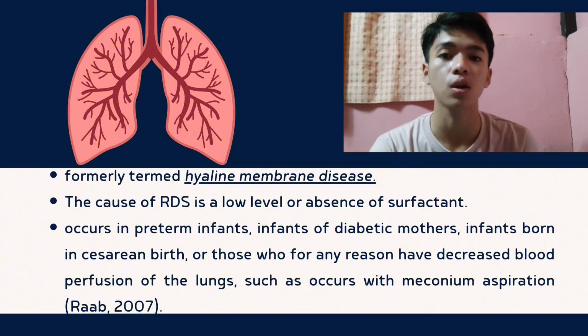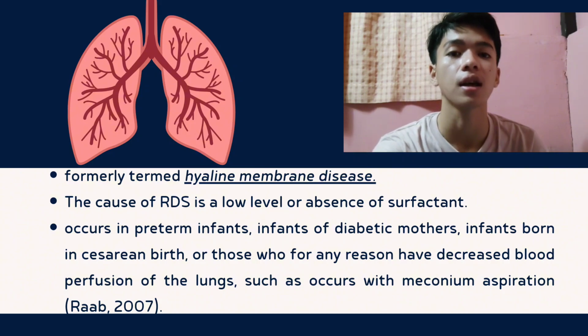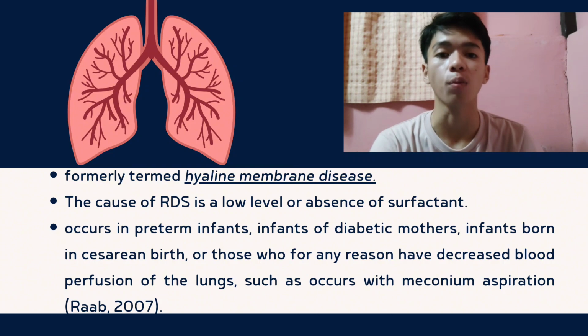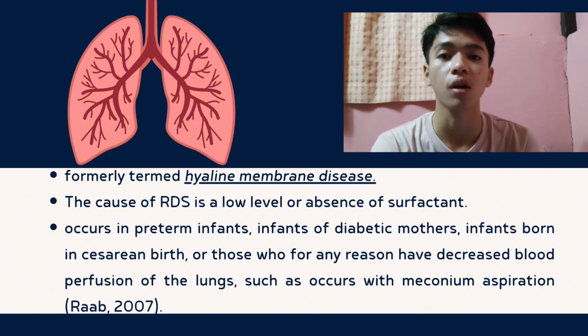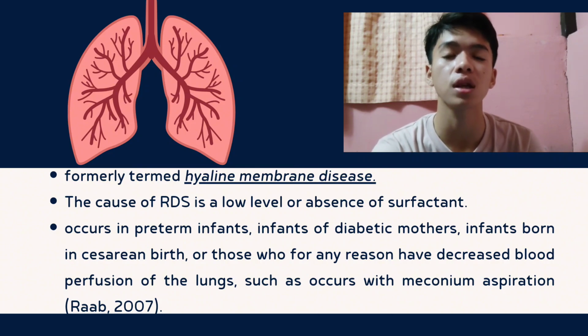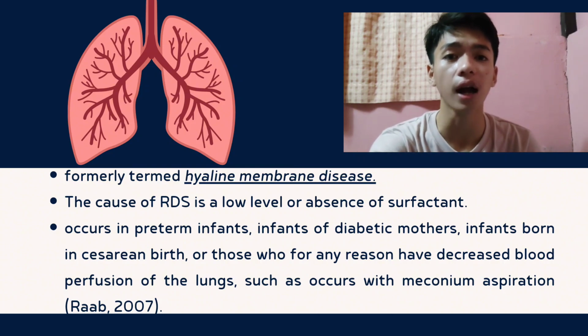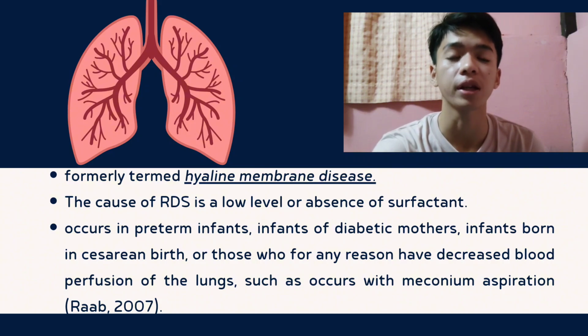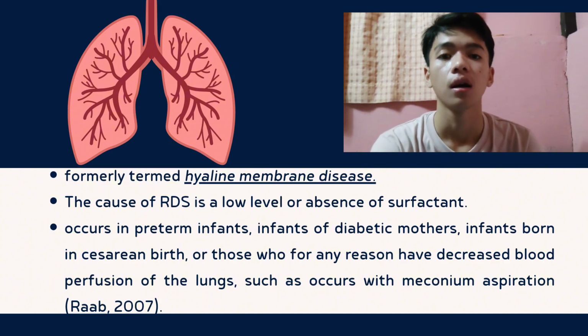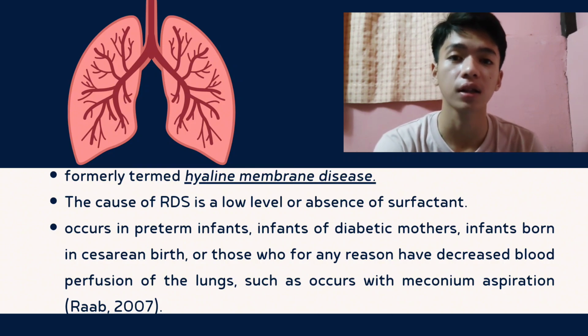The cause of RDS is a low level or absence of surfactant. Surfactant is a liquid made by the lungs that helps keep the airways or the alveoli open. This liquid makes it possible for babies to breathe in air after delivery without the lung spaces collapsing. The production of surfactant starts at 24 to 28 weeks AOG, and most babies produce enough surfactant to breathe normally at the 34th week AOG. According to RAB in 2007, it occurs in preterm infants, as preterm infants don't develop enough surfactant in the lungs for their alveoli not to collapse and to breathe normally.